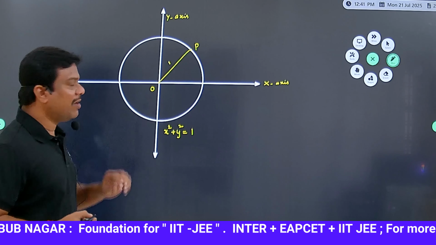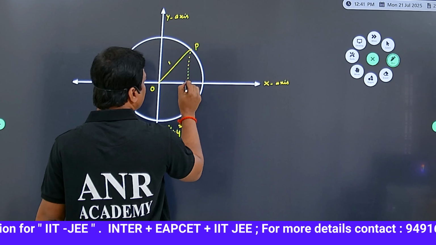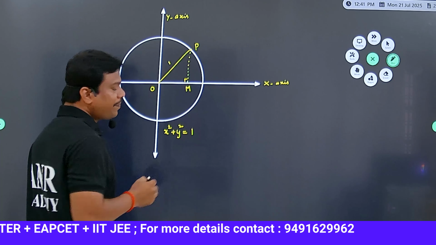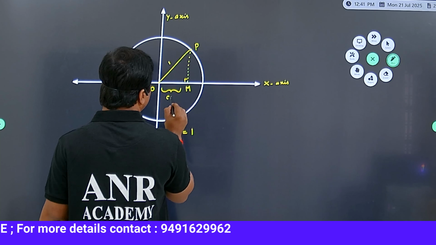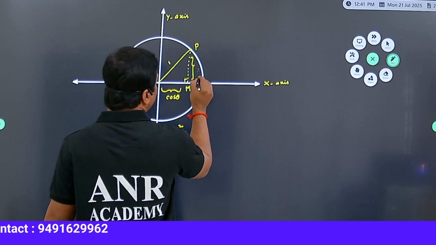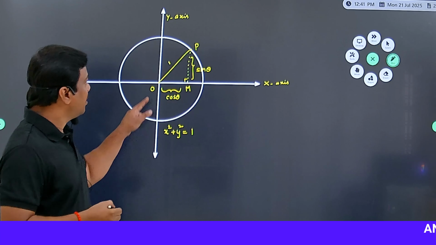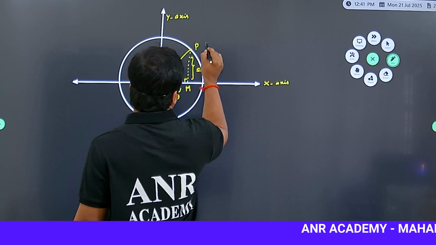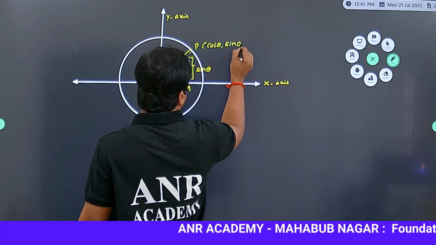If you drop a perpendicular from point P to the x axis, then suppose the foot is capital M. Then you know that this horizontal component is cos theta, and this vertical component is sin theta. Why? Because this is of unit radius. The coordinates of P are written as cos theta comma sin theta. You know all these.